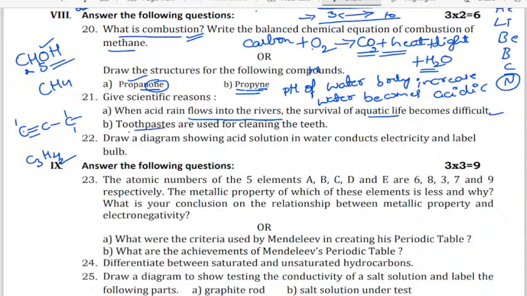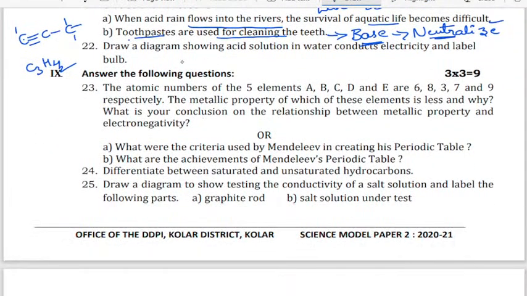Next question: toothpaste is used for cleaning the teeth. Why is it used? Because toothpaste contains a base. So what happens? It neutralizes the excess acid produced in the mouth. That is what you importantly have to understand. Toothpaste is a base, and it neutralizes the acid produced in the mouth. I think you all are able to understand, children. Yes, so moving to the next question: draw a diagram showing that an acid solution in water conducts electricity.